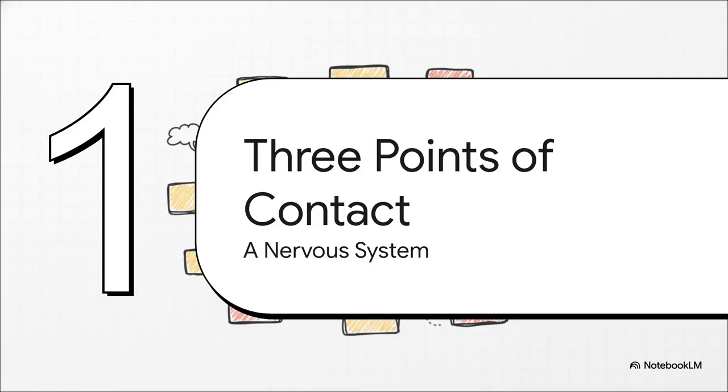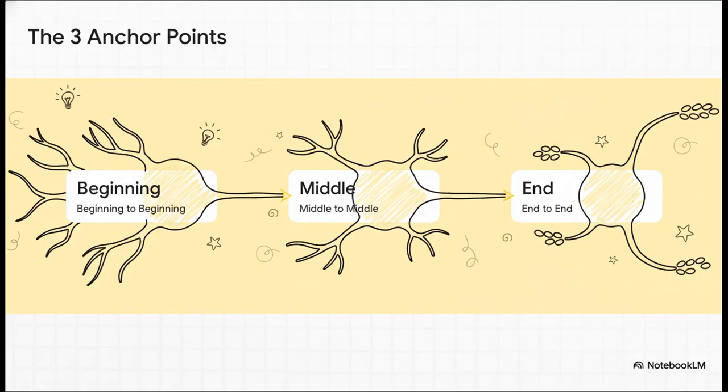So let's get really specific here. It's not just one random connection holding scenes together. No, it's actually 3 distinct points of contact. This is basically the blueprint for building your story's nervous system. These are the 3 anchor points. It's pretty straightforward. You link the beginning of one scene to the beginning of the next one. You link the middle to the middle, and you guessed it, the end to the end. This is what gives the whole screenplay its structural integrity. Let's break down each one.